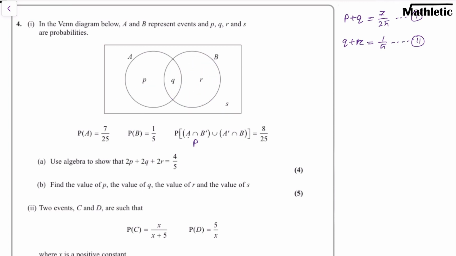Next, A prime intersection B. A prime means you need to exclude A. So A is excluded. From the remaining one, you need to select something which is common with B, because we have an intersection here. So R is within B. So the value of A prime intersection B is basically R. And in this bracket, as in P and R, in between the two you have a union, as in you need to select both P and R. So P plus R equals 8 by 25.